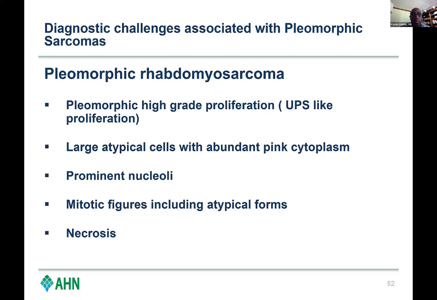The diagnostic criteria are a highly pleomorphic proliferation, having an undifferentiated pleomorphic-like pattern characterized by large atypical cells with abundant pink eosinophilic cytoplasm. Nuclei can be prominent. Mitotic figures are increased, including atypical forms, and areas of necrosis are usually common.